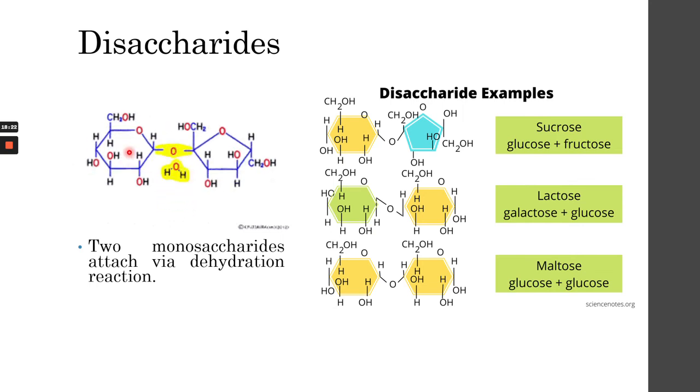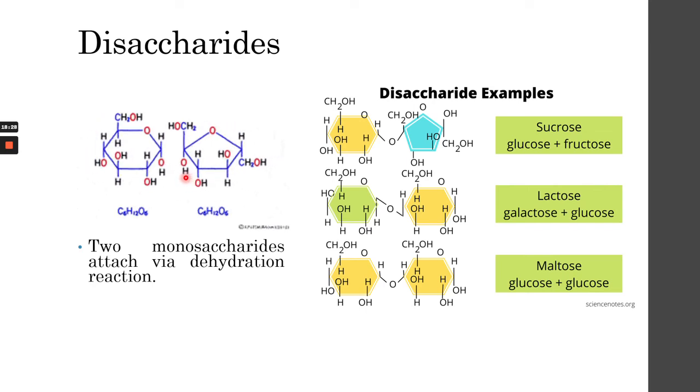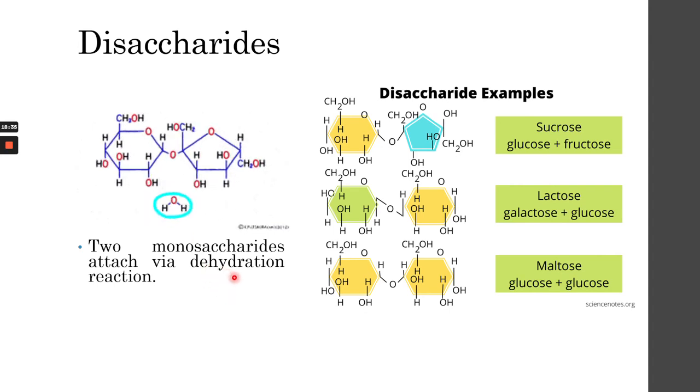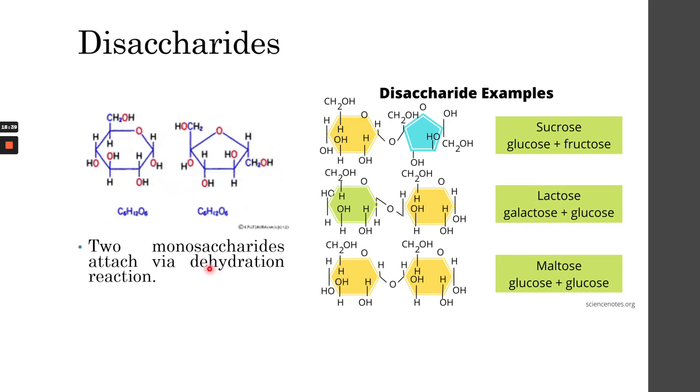So in order for two monosaccharides to attach together, they have to remove one oxygen and two hydrogen. This is what we call the process of dehydration. So we are removing one molecule of H2O.